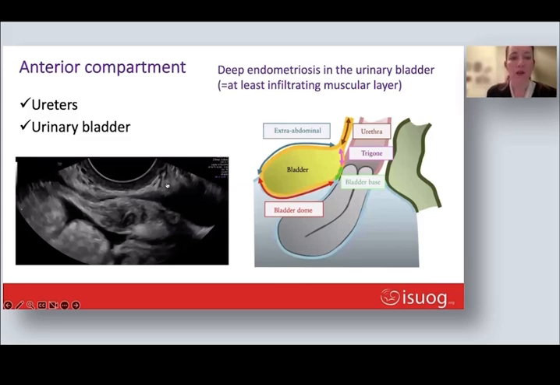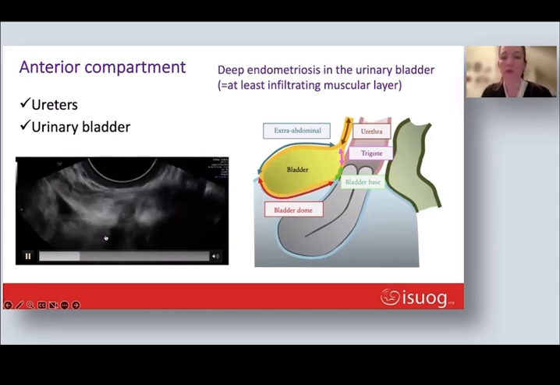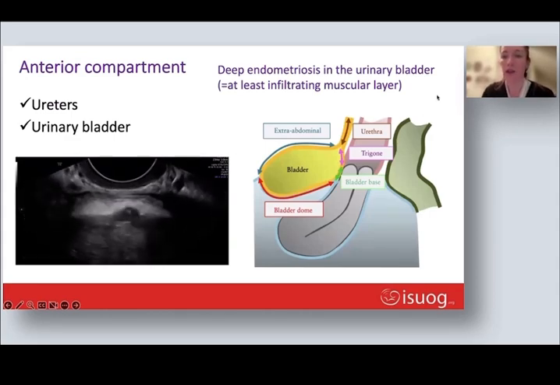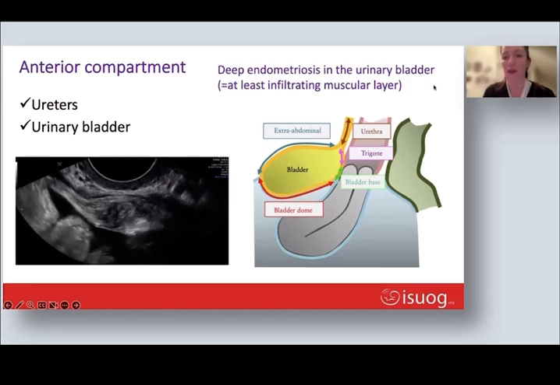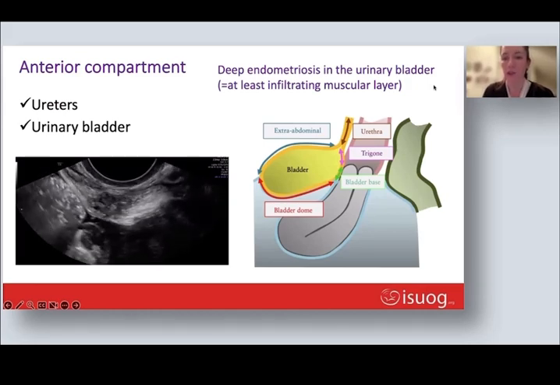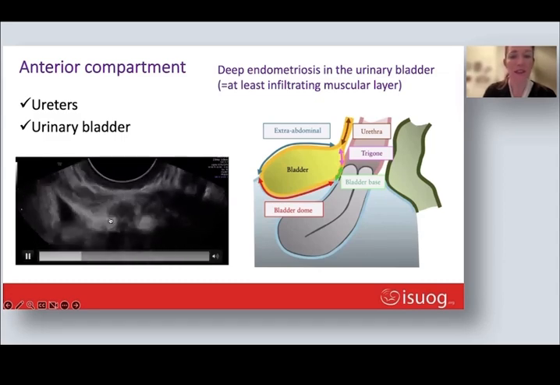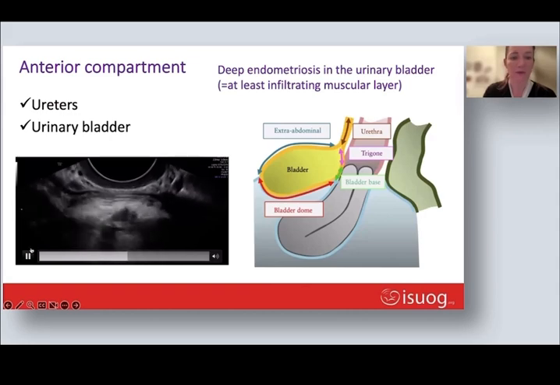When we assess lesions in the anterior compartment, we focus on the ureters and urinary bladder. Deep endometriosis in the urinary bladder is described as a lesion at least infiltrating the muscularis layer. According to the IDEA consensus, there are three topographical locations for bladder endometriosis: the trigonum, the bladder base, and the bladder dome. And the bladder also has an extra-abdominal part. Here we see a video with a lesion in the bladder wall.